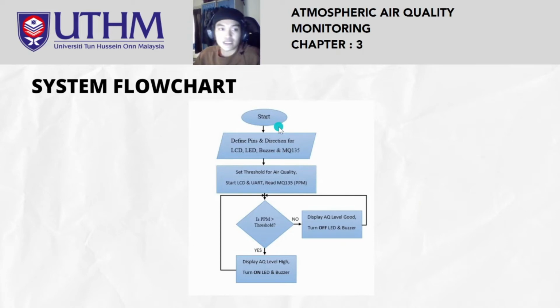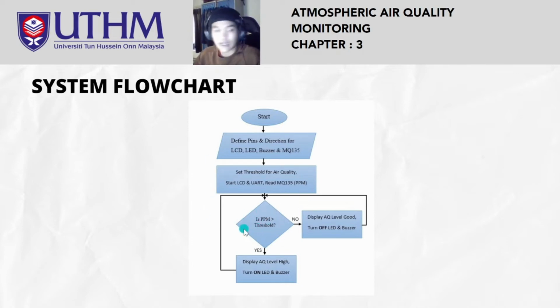And then this is the system flow chart. First of all, when the code starts, it will define pins and direction for the LCD, LED, buzzer, and MQ135, and then we set the threshold for air quality, which is if it is more than 150, it will trigger the microcontroller, and if it is not, then the output will turn off.